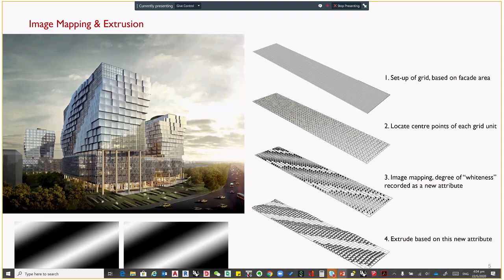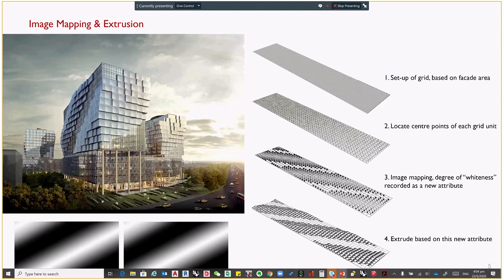Then we locate the center point of each grid and project the image down, extracting the degree of whiteness as a numerical value. We can use the value to extrude based on this new attribute, the whiteness. Of course, we have to control it and truncate it in a controlled way. The maximum extrusion of the building facade is 3 meters, scaled down in steps of 600.